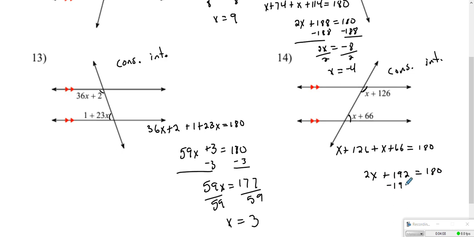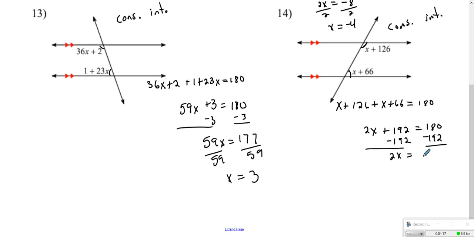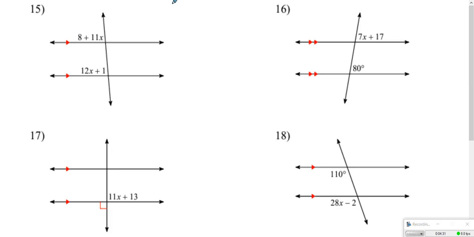Subtract 192 from both sides, and I get 2x equals 180 minus 192, which is negative 12. Divide both sides by 2. I get x equals negative 6. Okay, all right, last, we've got 6 more questions here. Let's hit those last 6 questions.